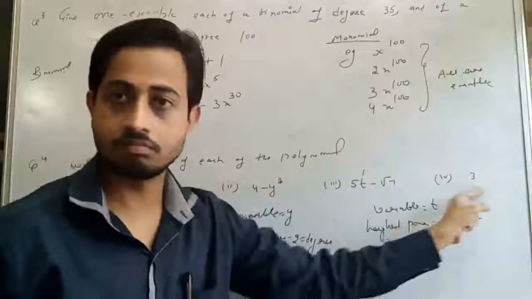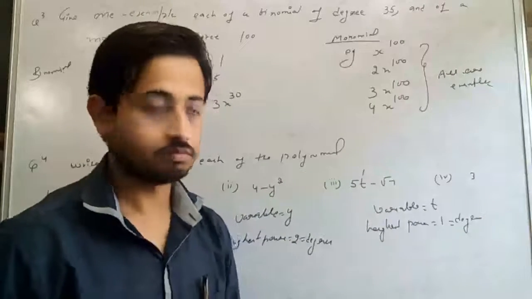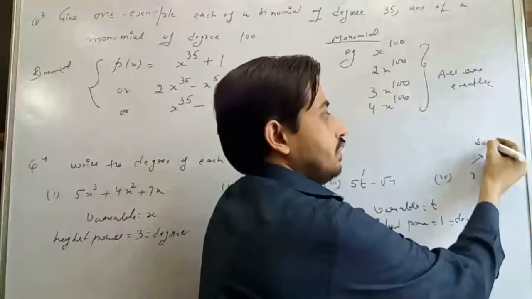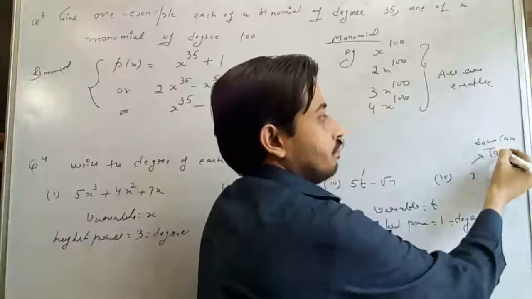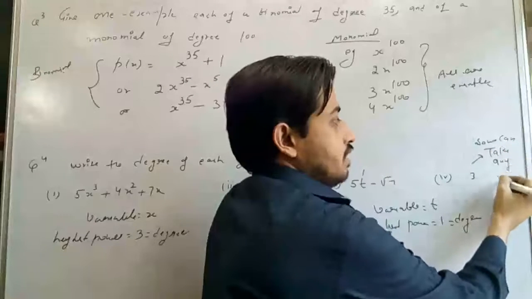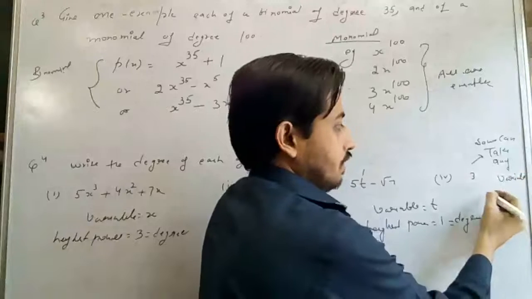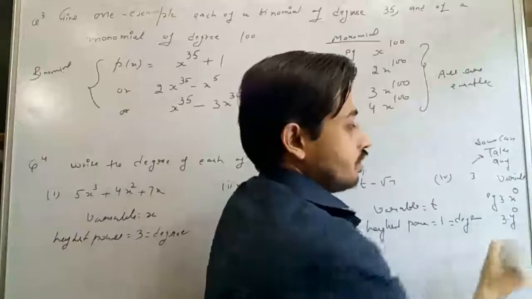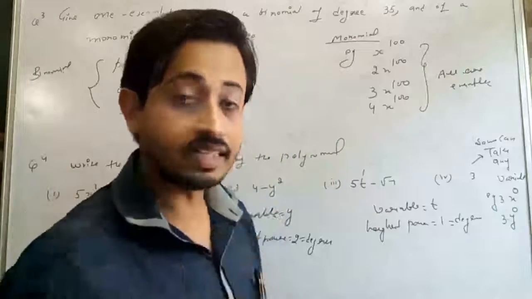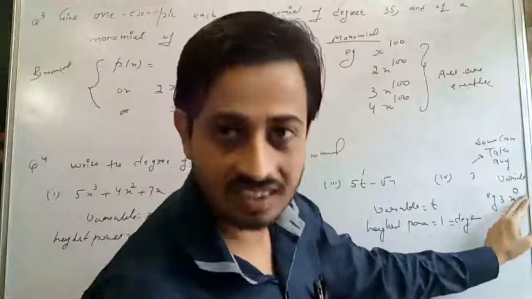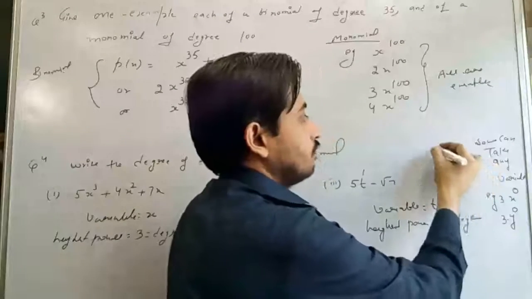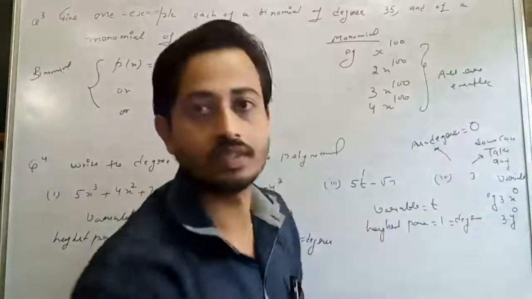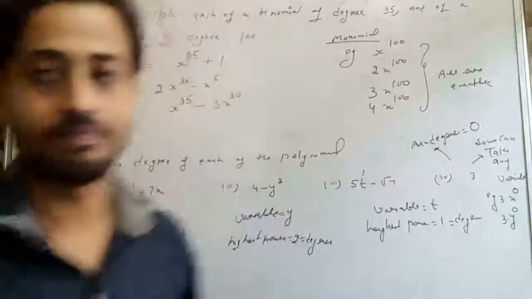In this, the value is a constant, so we can take any variable. Example, 3 into x raised to the power 0, 3 into y raised to the power 0, maybe anyone. But the degree of a constant is always 0. So our answer is degree is 0. Please make a note first.